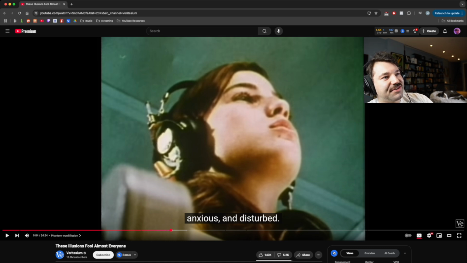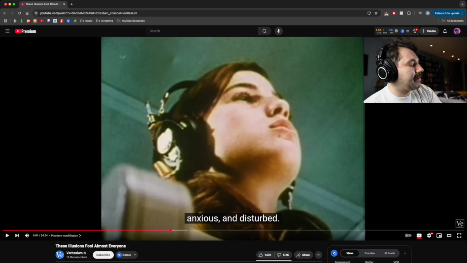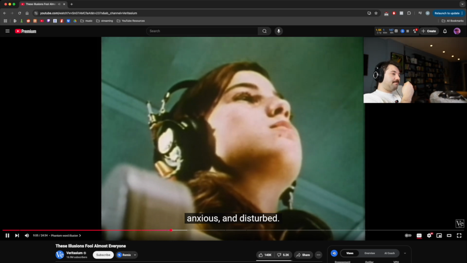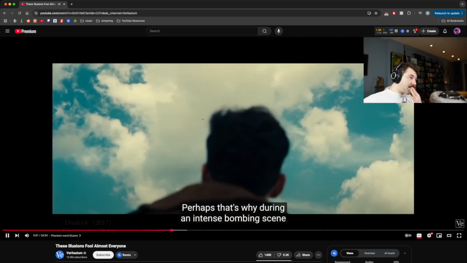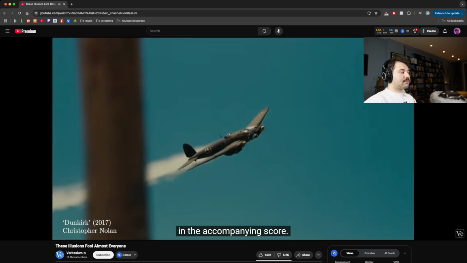There's a very deep history of synthesis for making sound effects and soundtracks for horror movies by basically playing around with these fundamentals in ways that don't play cleanly, not using the same overtones that belong to a fundamental, can add really harsh dissonance to sounds that makes us kind of intuitively uncomfortable in a way that doesn't kind of distract from the movie. Perhaps that's why, during an intense bombing scene in the film Dunkirk, Shepard tones feature in the accompanying score.